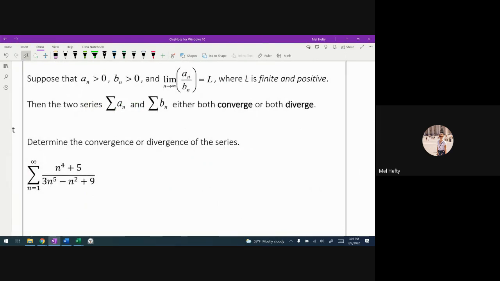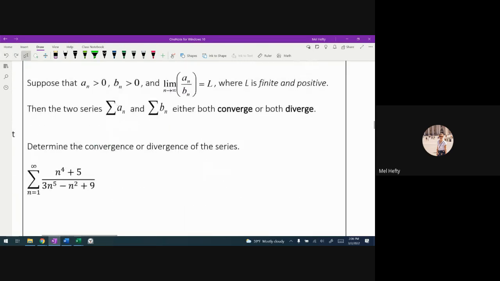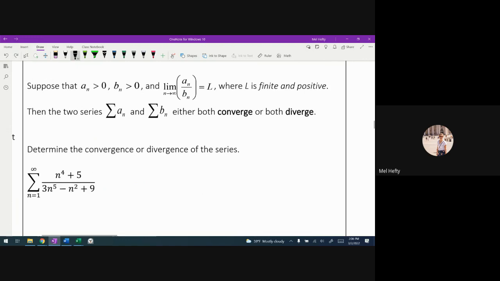This test is going to start exactly the same way. We're going to be trying to find a thing to compare to. We're going to find that the same way, by looking at the biggest power, top and bottom, disregarding everyone else. Then we're going to take a limit as n approaches infinity. Not surprising. That's what we've been doing for all of our limits for the last 8,000 years. And we're going to divide our two series. Now, we're going to expect to get an answer that is a number that is finite and positive.